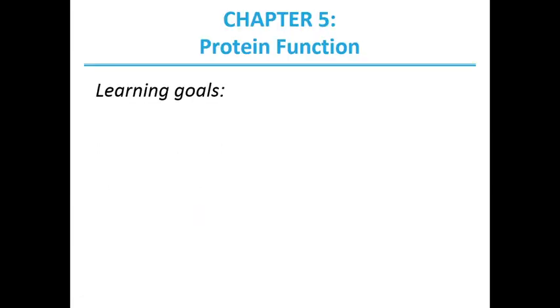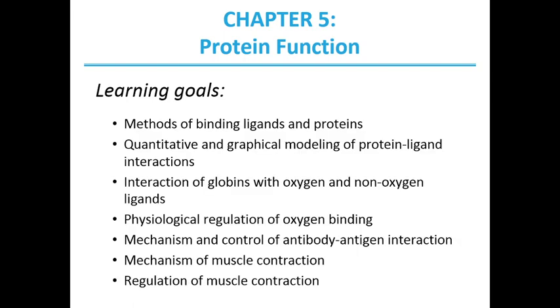The learning goals of this chapter are as follows. We will first look at methods of binding ligands and proteins and understand how protein-ligand interaction works. To examine this further, we will look at quantitative and graphical modeling of protein-ligand interactions. And then we will look at some examples. We will look at interactions of globins with oxygen and non-oxygen ligands. Furthermore, we will look at physiological regulation of oxygen binding.